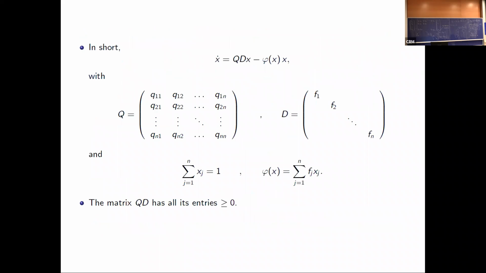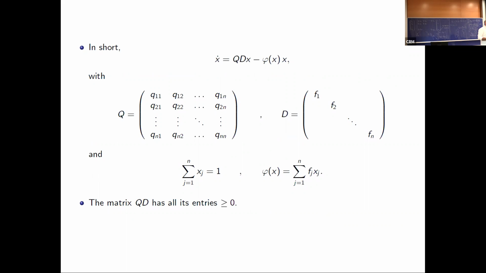And then this is the form I can deal with. This is very general, but this linear part at the beginning is essentially always this one here: a mutation matrix multiplied by a fitness diagonal matrix. Okay, what can I say regarding matrices which are positive?